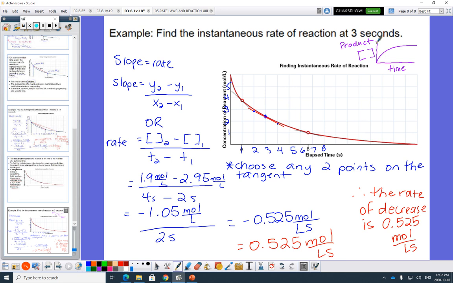But the same principle. It'll always be time on the x, concentration on the y. How does the concentration change over time? Does it go down? Is it a reactant? Or does it go up? Or is it a product?